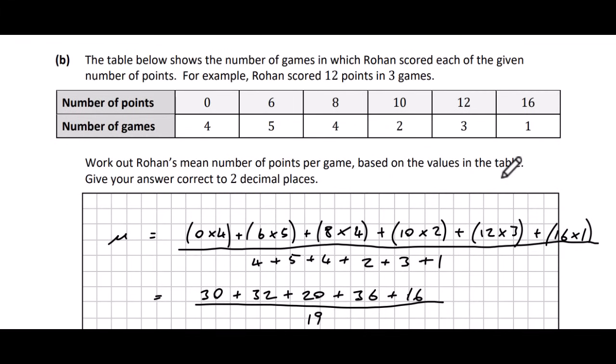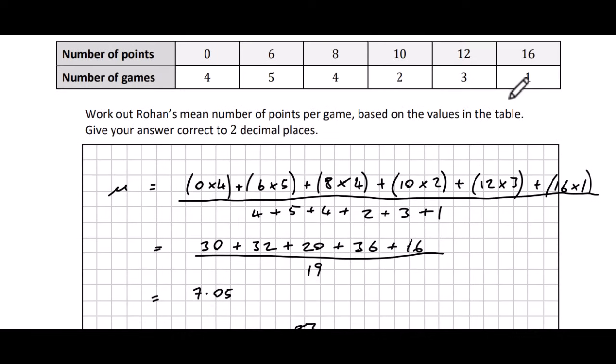The table below shows the number of games in which Rowan scored each of the given number of points. For example, Rowan scored 12 points in 3 games. Work out Rowan's mean number of points per game based on the values in the table. Give your answer correct to 2 decimal places.